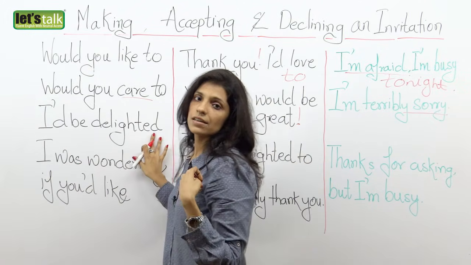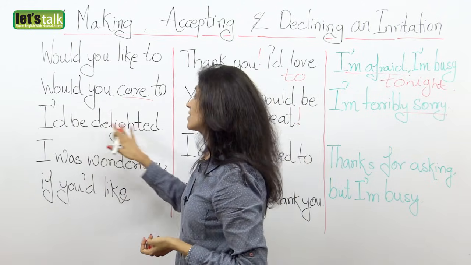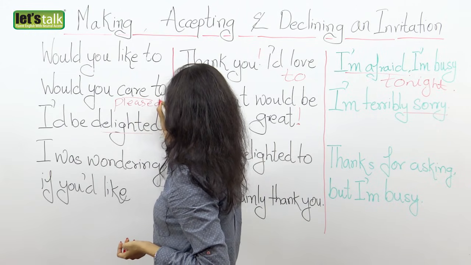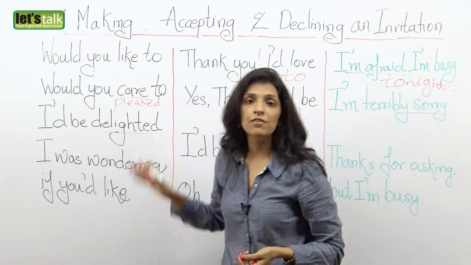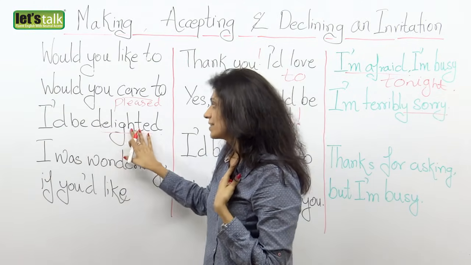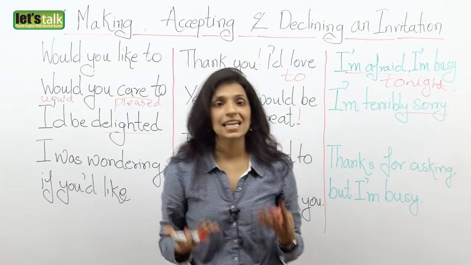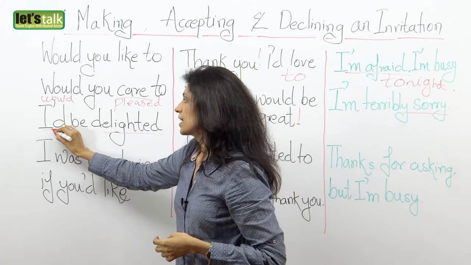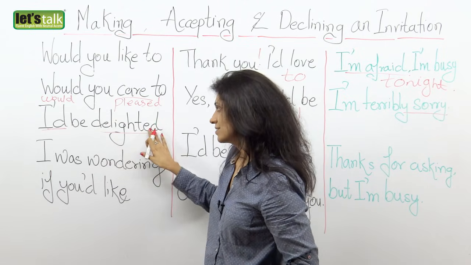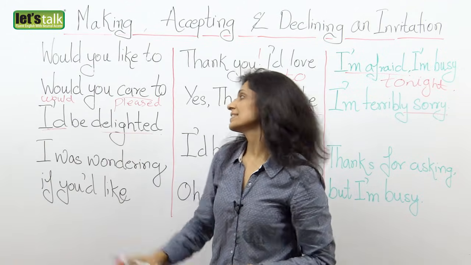Okay, now another way of making an invitation, I'd be delighted. Now probably you're extending an invitation to your boss for your sister's wedding ceremony. So you can say, I'd be delighted, or I'd be pleased to have you over for my sister's wedding ceremony, and you extend an invitation card. Now when you say I'd be delighted, this means I would. But when we say it, we don't say I would, we use the contraction, I apostrophe d, that means I'd. So you say, I'd be delighted to have you over at my sister's wedding, or I'd be delighted to invite you for my sister's wedding.